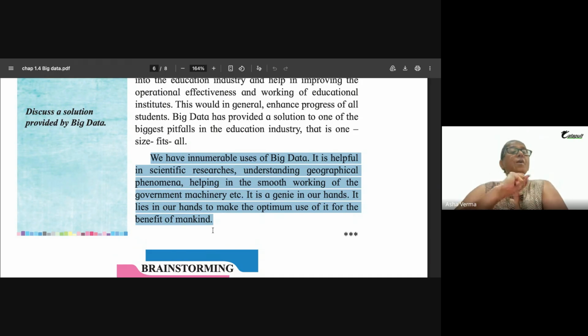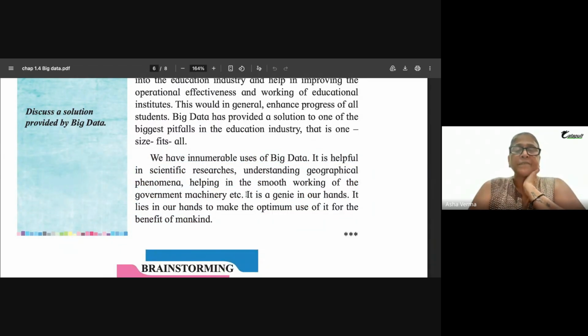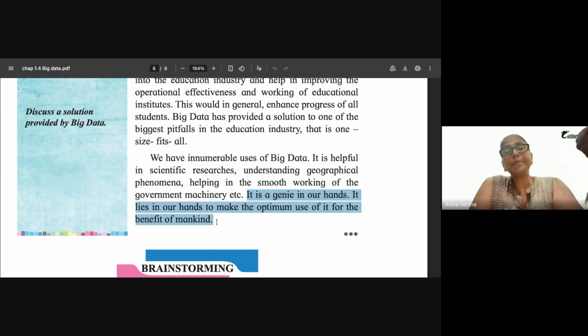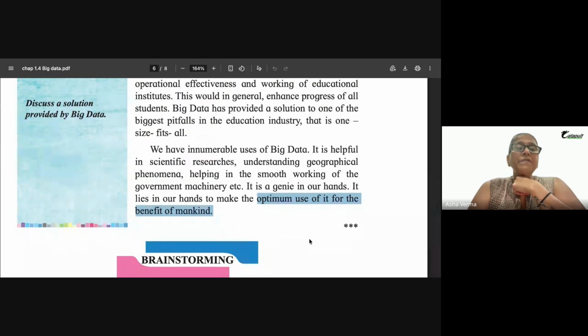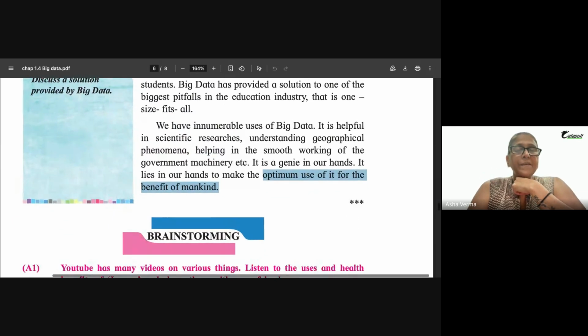Okay, we have innumerable uses of big data. So we've seen how different industries have been using big data to their advantage, right? So it says it's a genie in our hands. That means it is very powerful, very potent, and very useful. And it is up to us to make the maximum use, the optimum use, for our benefit. Right?